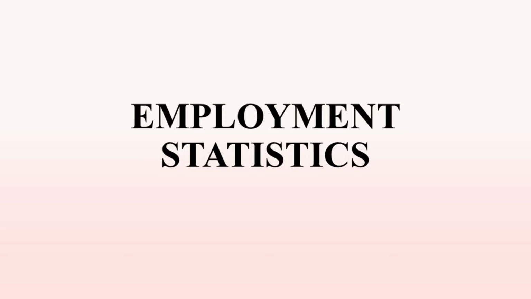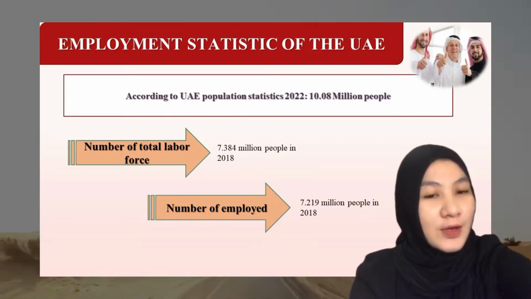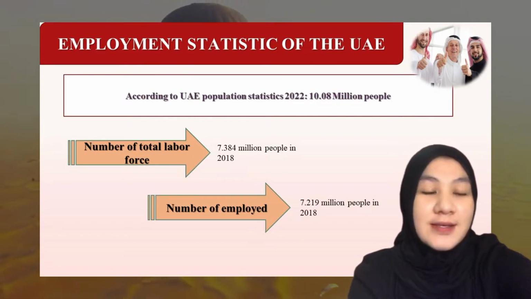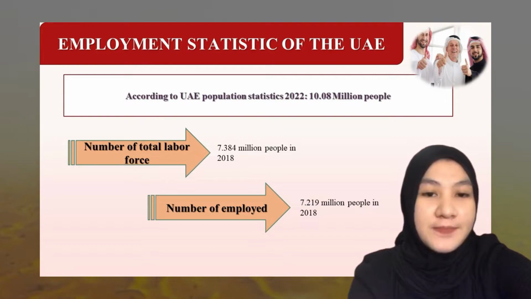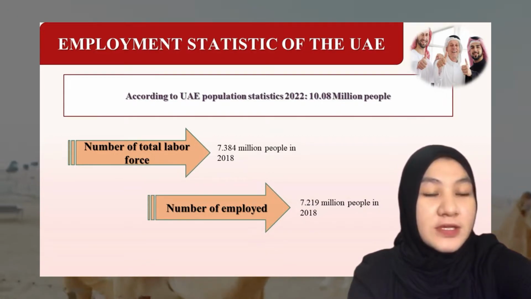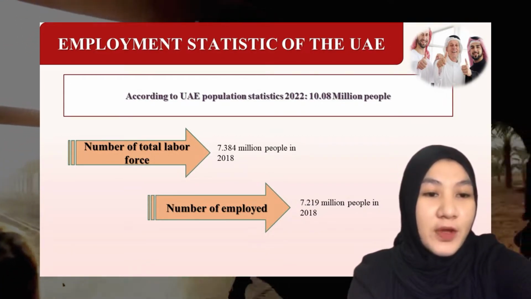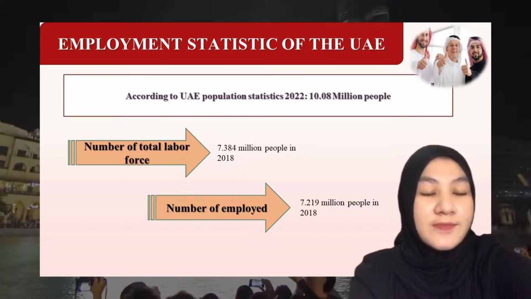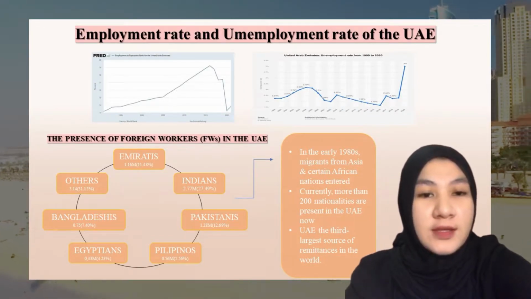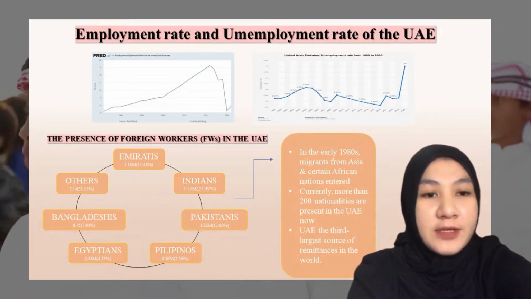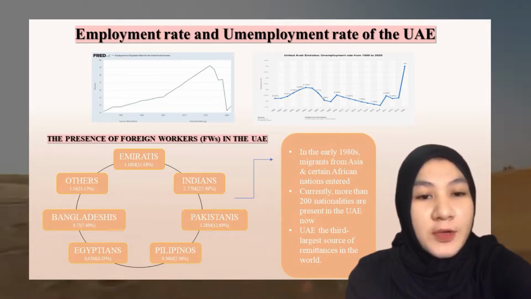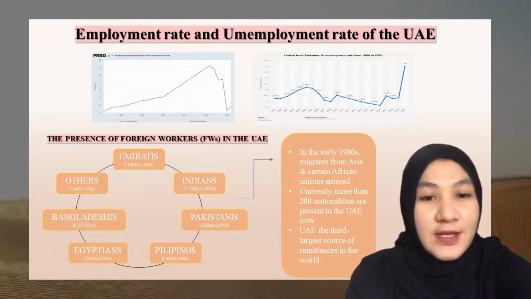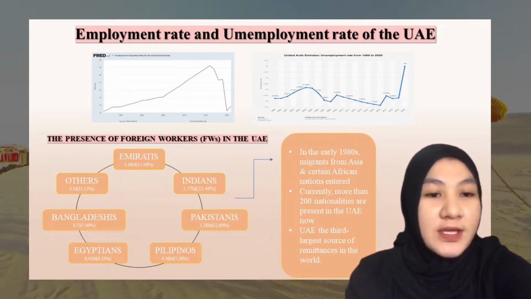Employment statistics. Employment statistics of the UAE. According to UAE Population Statistics 2022, the total population in the UAE is 10.08 million people. In 2018, the total labor force of the UAE was recorded as 7.384 million, and the total number of people employed was 7.219 million. As for the employment rate of the UAE, there is a graph of the employment rate, and the employment to population ratio is the proportion of the country's population that is employed. Age 15 and older are generally considered the working age population.